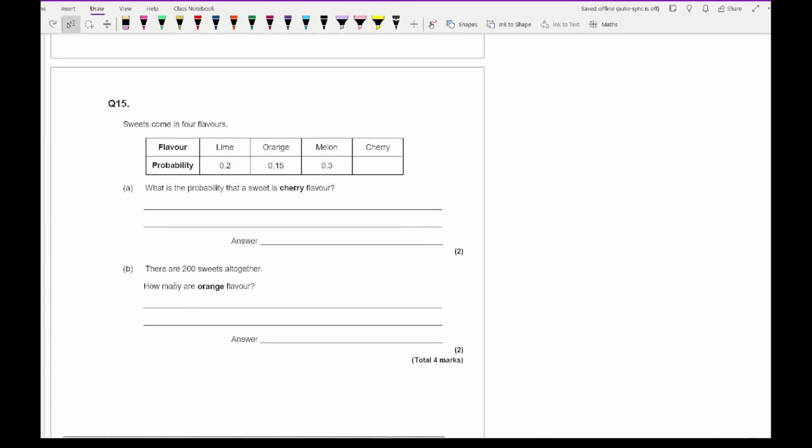Then moving over to question 15, it says that sweets come in 4 flavours: lime, orange, melon and cherry. Work out the probability that a sweet is cherry flavour. So all I need to do is do 1 take away 0.2 plus 0.15 plus 0.3. And if I do that calculation, I get 0.65, leaving me with just 0.35.